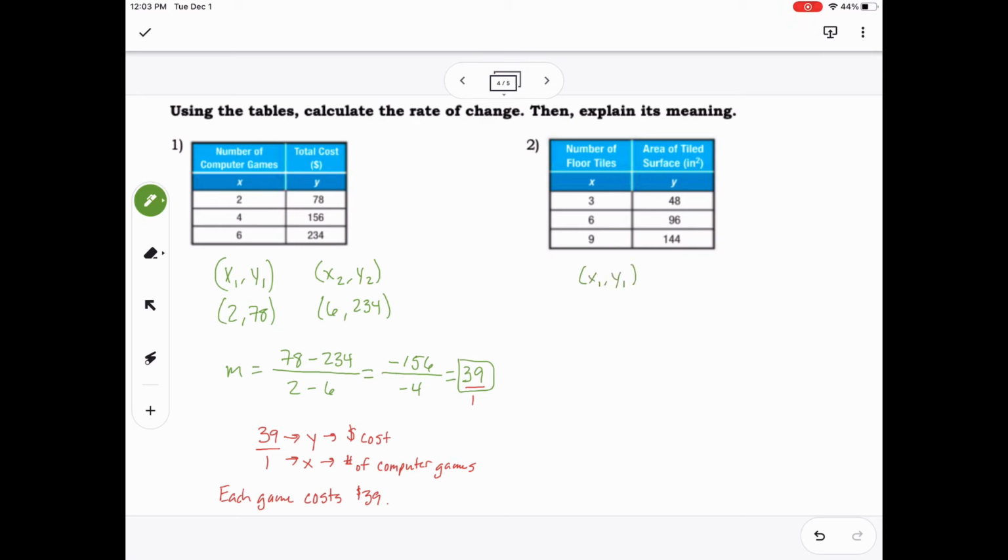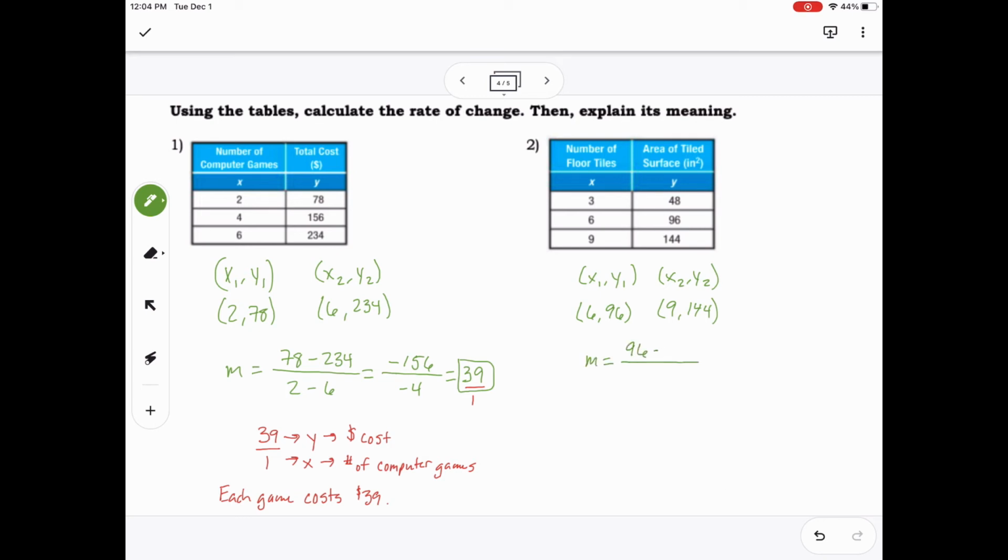Okay, number 2, I'm going to pick 2 points to be my x1, y1, x2, y2. So it looks like I'll pick 6, negative 96. Sorry, not negative. 6 comma 96 is my first point. 9 comma 144 is my second point. And I put it into my rate of change formula.